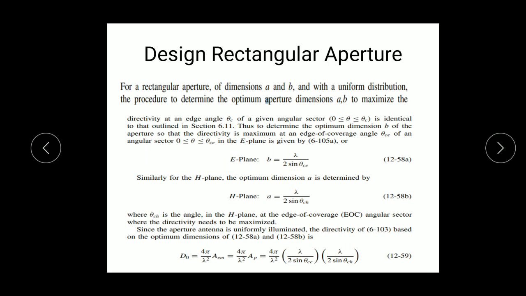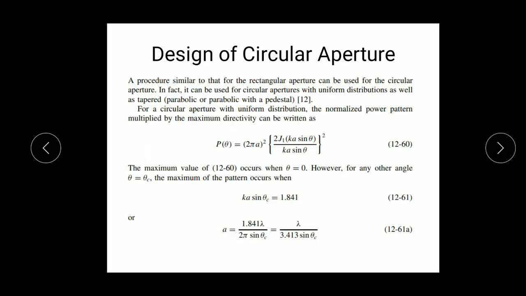Similarly, we discuss the design of the circular aperture. In that case, we have to find only the value of A, the radius of the aperture. So a procedure similar to that for the rectangular aperture can be used for the circular aperture, with uniform distribution as well as a taper, parabolic, or parabolic with a pedestal.